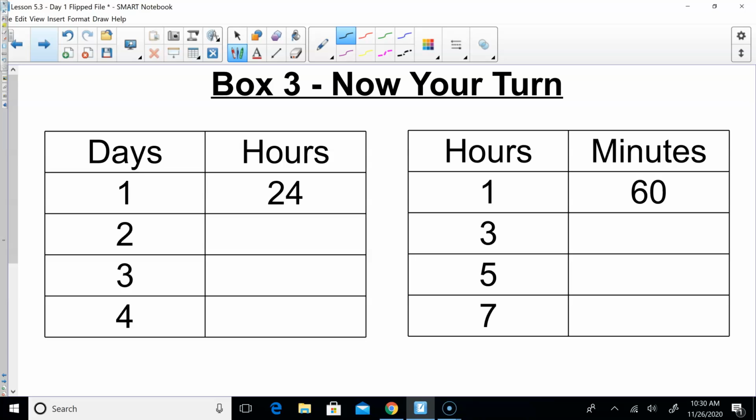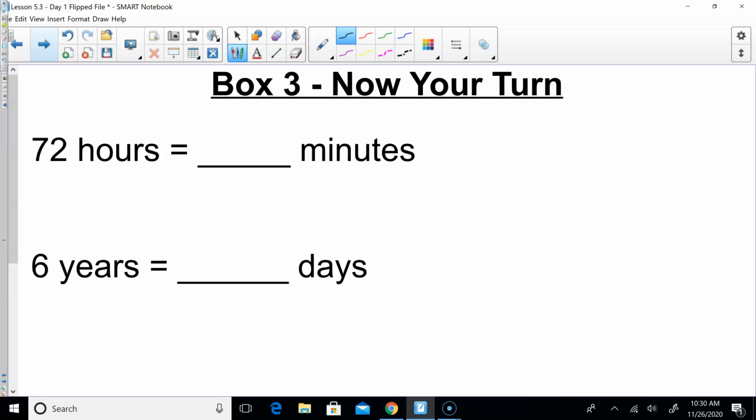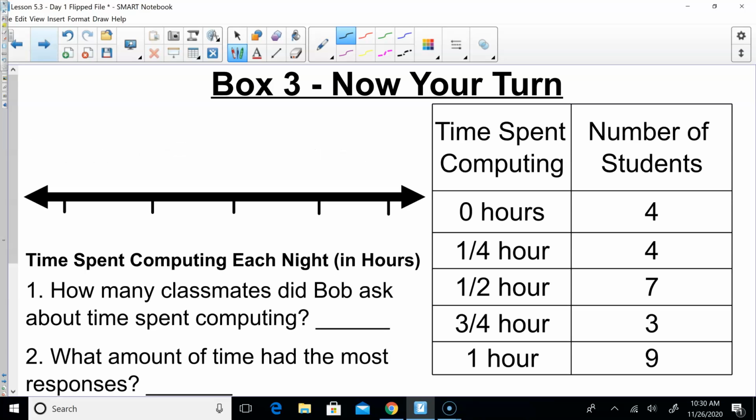And when you're done, you move on to the next one, which is 2 more problems about hours and minutes and years and days. See if you can find the conversion, that relationship, and then see how many are in it based on the number you have. And we also have a line plot, so notice you got time spent computing. You have some students on there. You can draw your line chart, answer those questions, and I look forward to seeing your work.